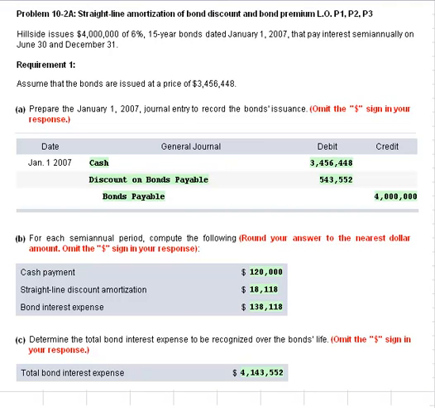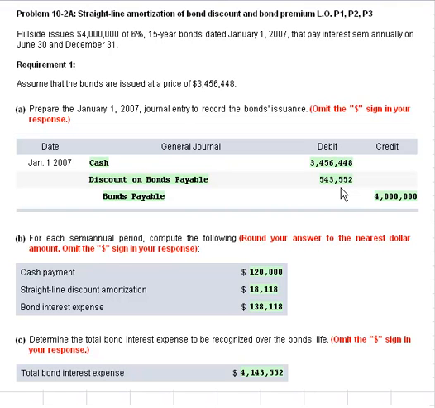Now assume that the bonds were issued at a price of $3,456,448. That's this number right above my mouse. And then we need to prepare the journal entry, and I've got that shown right here. We record bonds at the face value, $4 million. The cash proceeds were the amount at which we issued the bonds for, the 3,456,448, so that goes right there. Therefore, the difference between $4 million and the cash proceeds of 3,456,448 has to show up as a debit in order for the entry to balance, and it shows up as a discount on bonds payable.